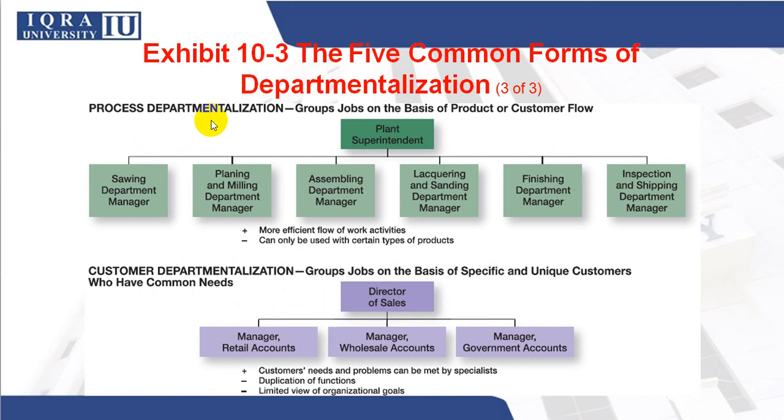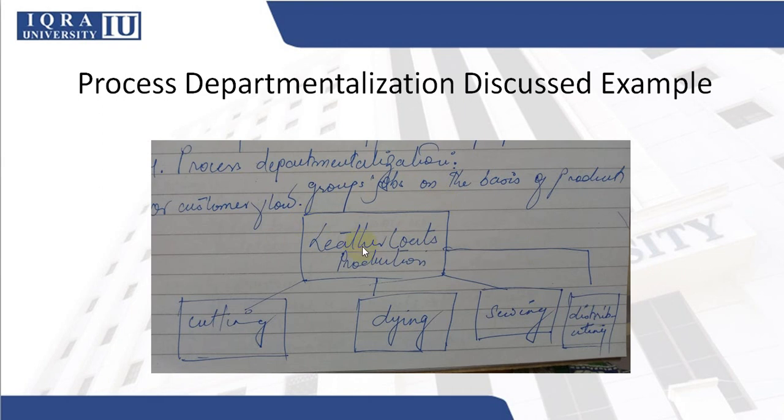Okay, if we talk about process departmentalization, it means grouping jobs on the basis of product or customer flow. Let me explain with an example here as well. For example, there is a leather coat production company, and these are the departments based on the processes the company follows. For leather jacket production, first of all, cutting takes place, so a cutting department has been made. Then dyeing, sewing, distribution, etc. So these are the departmentalizations based on the processes of the organization.